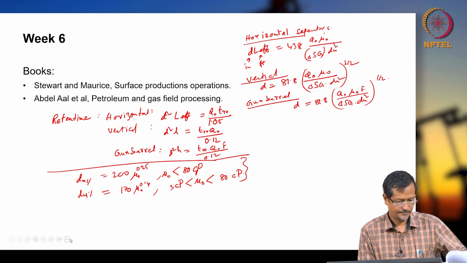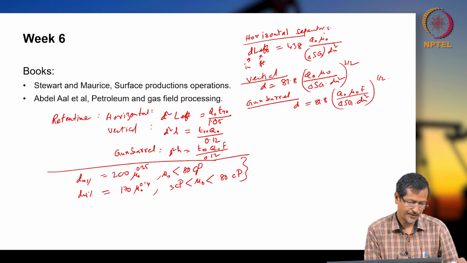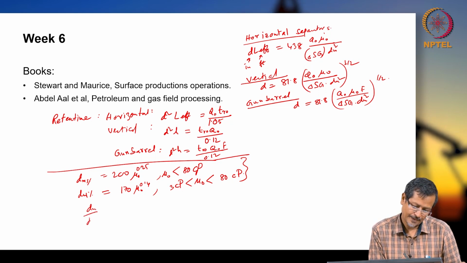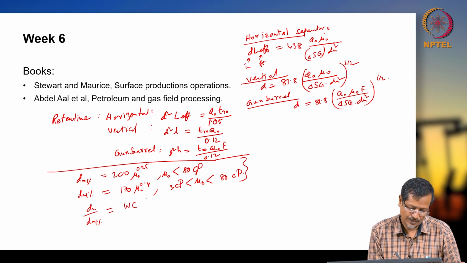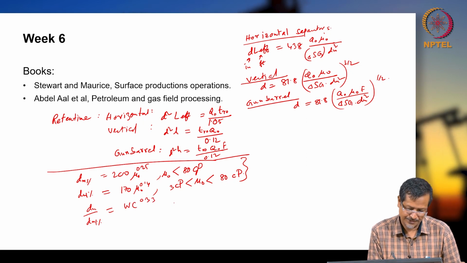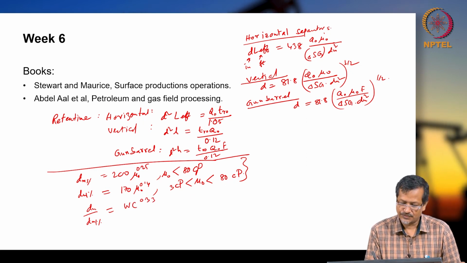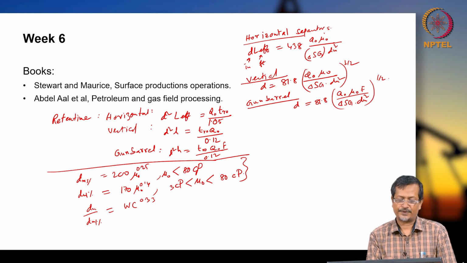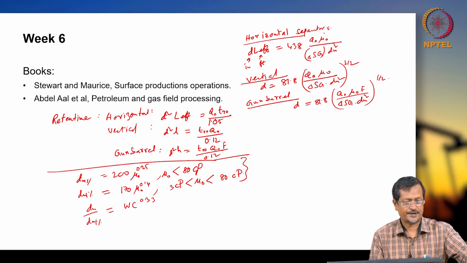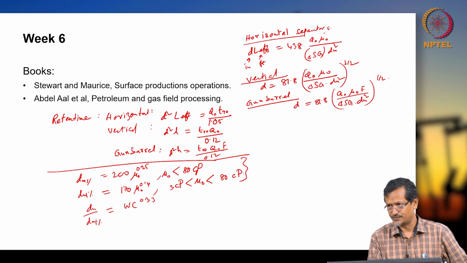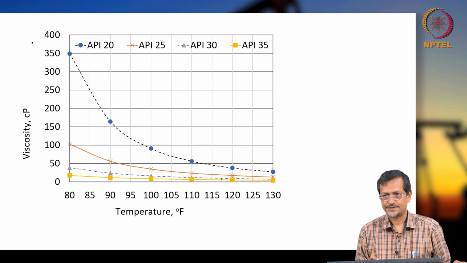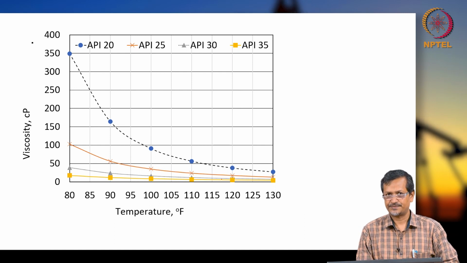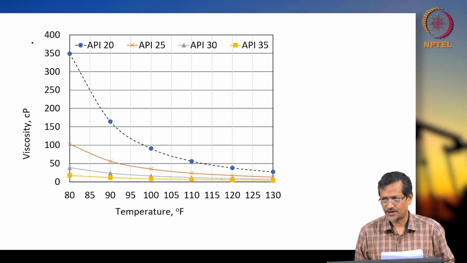And one more formula: d_m over d_m 1% equals water cut power 0.33. Some of these formulas we will use, some we may not, but for exam or other purposes we may use them, so you should remember the formulas. Okay, the viscosity and temperature relationship will be given as a chart or table.